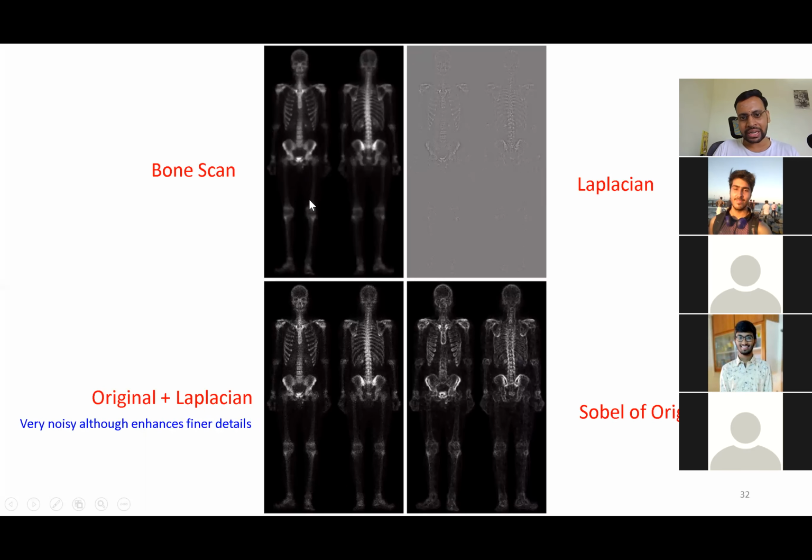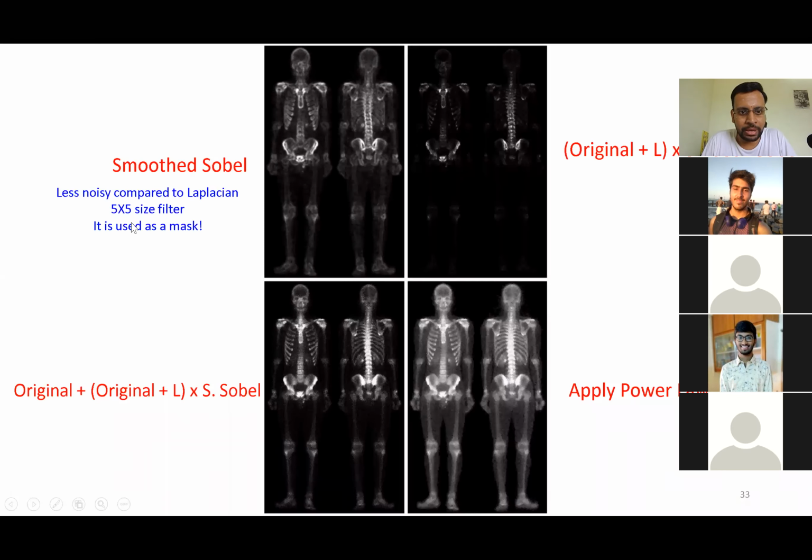For example, you could hardly see the bones. So what they did, they computed the Laplacian and they added this image to the Laplacian. Now they could clearly see the bones, but again, it also introduces a lot of noise. Because of the noise, what they do is compute Sobel of it. And then they are further applying smoothing, a Sobel with 5 by 5 smoothing. So this is what they got.